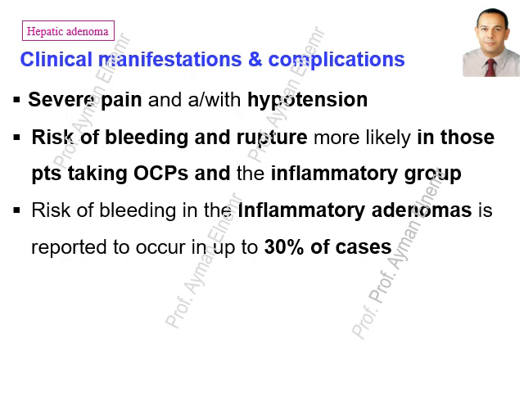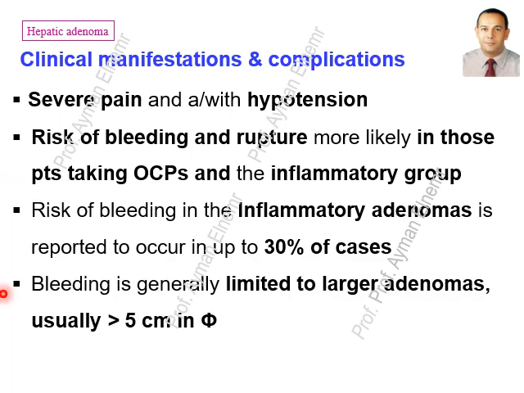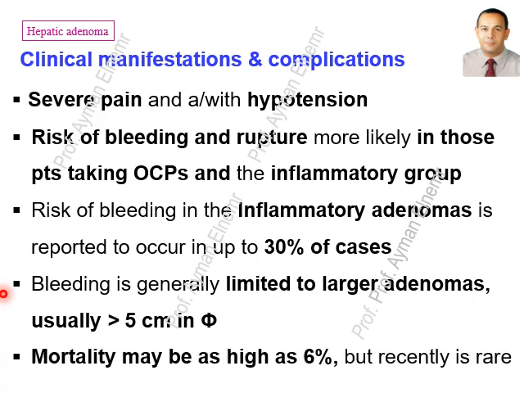Presentation can be with severe pain and associated with hypotension in the setting of an acute hemorrhage or rupture. The general risk of bleeding and rupture appears to be more likely in those patients taking oral contraceptive pills and in the inflammatory group. The risk of bleeding in the inflammatory adenomas is reported to occur in up to 30% of cases. Bleeding is generally limited to larger adenomas, usually more than 5 centimeters in diameter. The mortality may be as high as 6%, but recently it is rare.